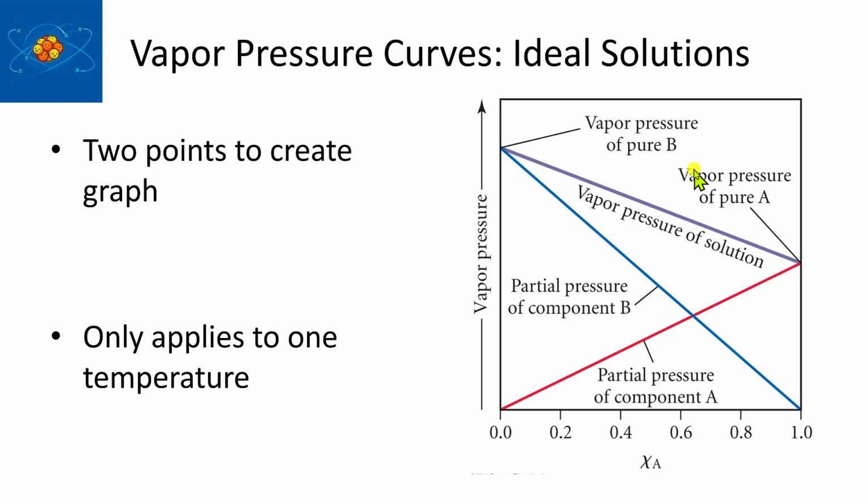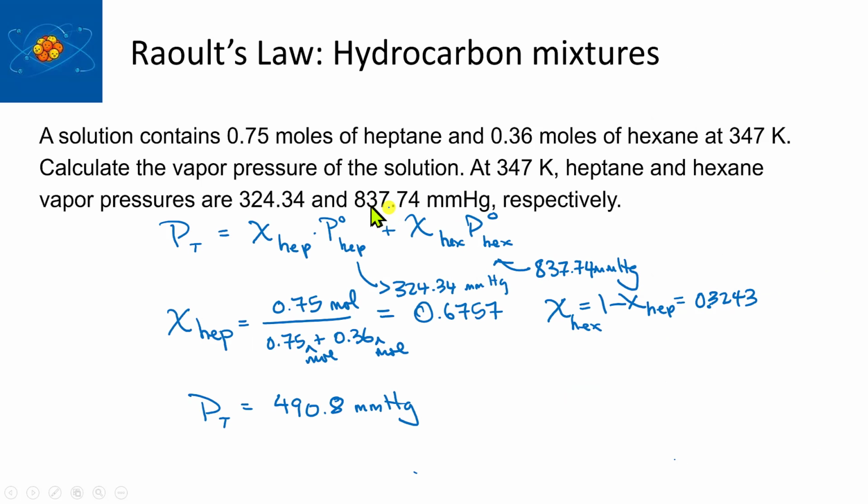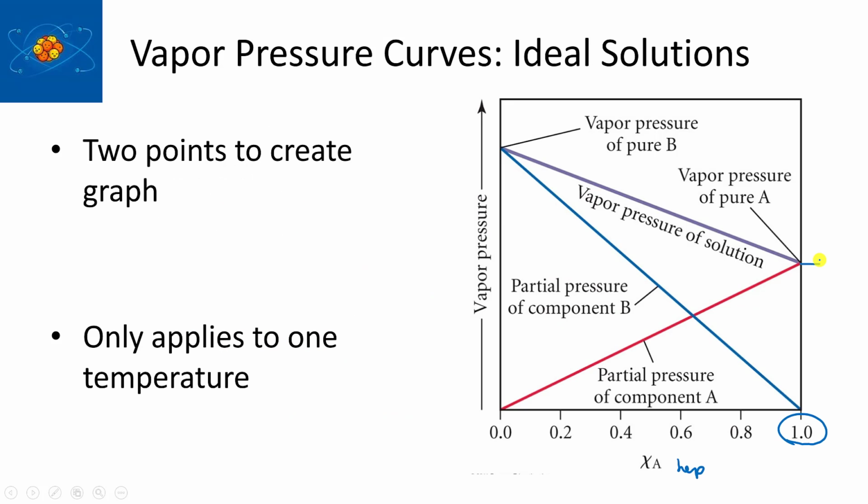First of all, let's say we're doing heptane and hexane again. When the heptane is 100% of the mixture, that's down here. So this can represent heptane. Heptane has this vapor pressure when it's a pure substance. So this would represent, from our previous data, at that particular temperature, 324.34. So I'm just going to say 324. And these units will be in millimeters of mercury since we're using that for our data.